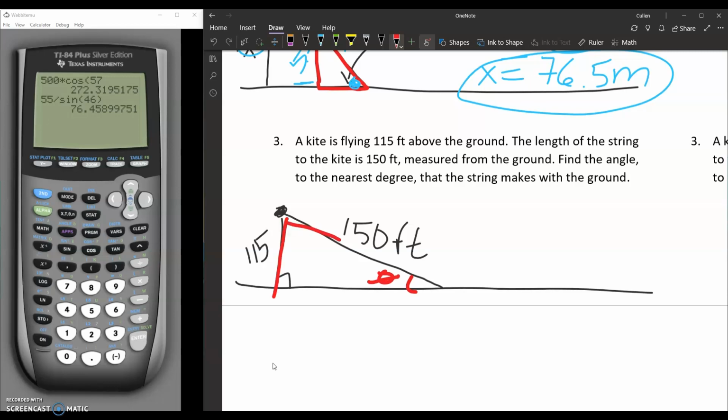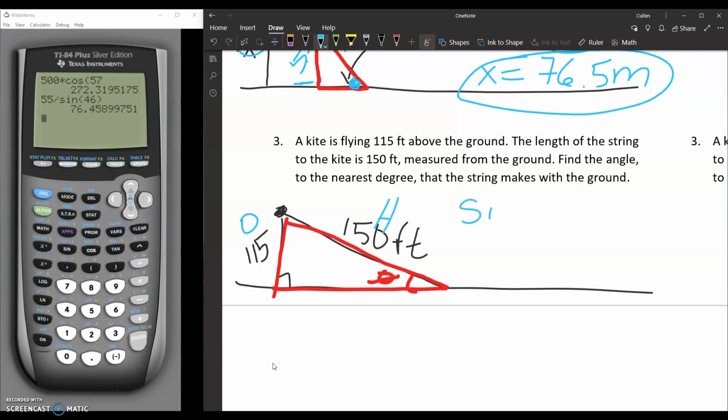And I'll highlight this triangle. This is the only triangle that exists, I guess, in this picture. But we're going to find this angle down here at the bottom. Okay, and we're going to do that. We've got to label our sides. So 115 is the opposite. 150 is the hypotenuse. So that means that we're going to use sine for this problem.